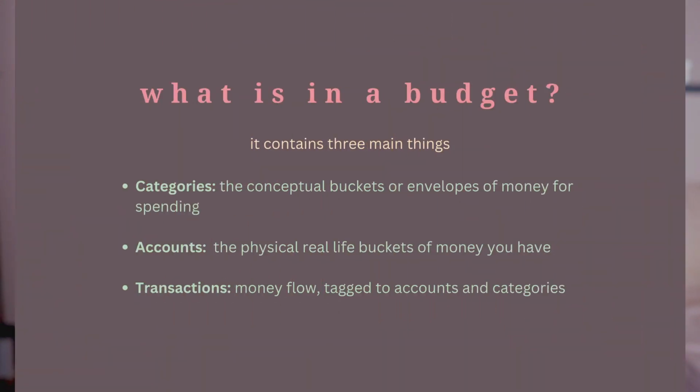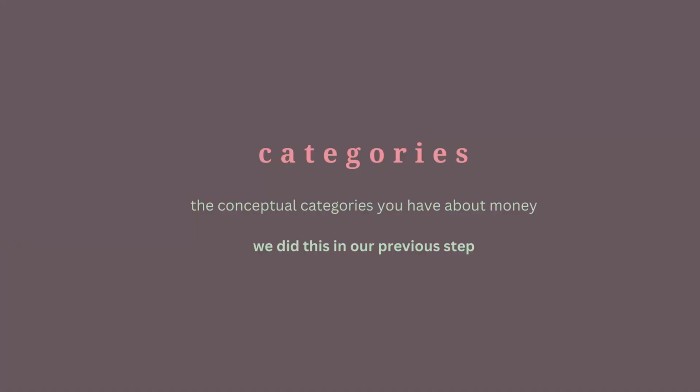A budget actually should contain three main things. The first one is categories. We already talked about that in the previous video. These are envelopes or conceptual buckets that you have on how you actually categorize your spending. So it could be free spending, it could be food, it could be trips, it could be taxes. These are high-level categories of what you spend on.